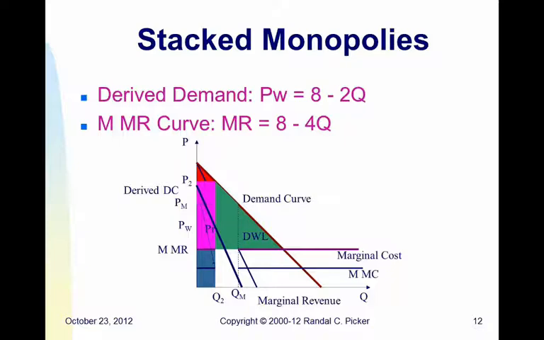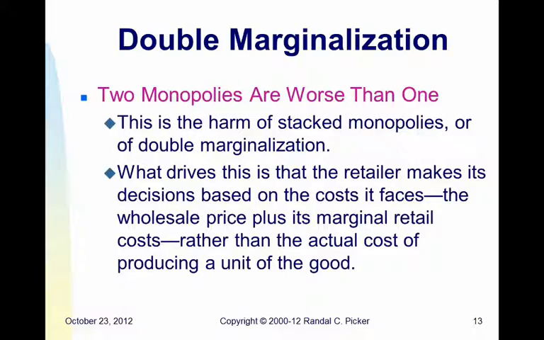So the bottom line on the stacked monopoly situation and the double marginalization idea is that two monopolies that are complements to each other are worse than one. We call this double marginalization. We have a marginal calculation made at one level, the manufacturing level, a maximization done there. We have a marginal calculation done at the retail level. And because the retailer is basing its decision making on a price that is already infected by the exercise of monopoly power, which is to say the wholesale price already reflects the exercise of monopoly power, not the true social costs, we actually end up with lower production.